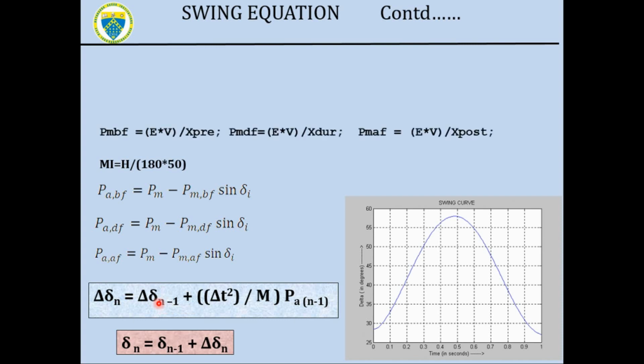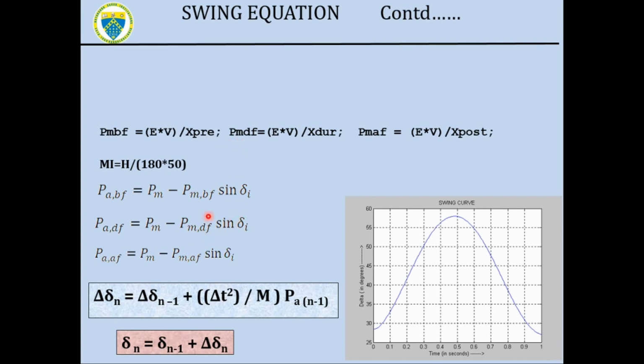Now you see in this equation PMBF, maximum power transfer before fault. So this equation is evaluated when delta is equal to 90 degrees. So when delta is equal to 90 degrees, from the maximum power angle equation, it is equal to EV by X pre. That means maximum power transferred before fault is equal to the excitation voltage E into the terminal voltage V divided by X pre, that means the net reactance before fault.